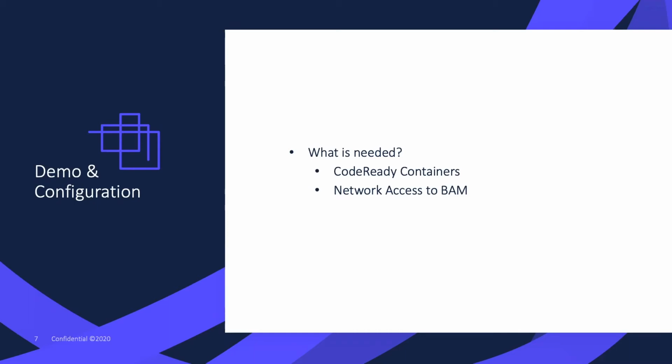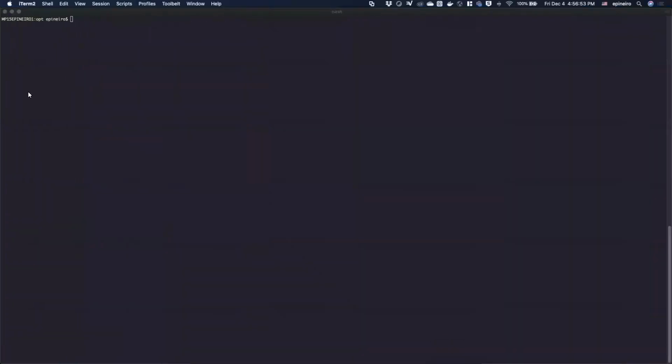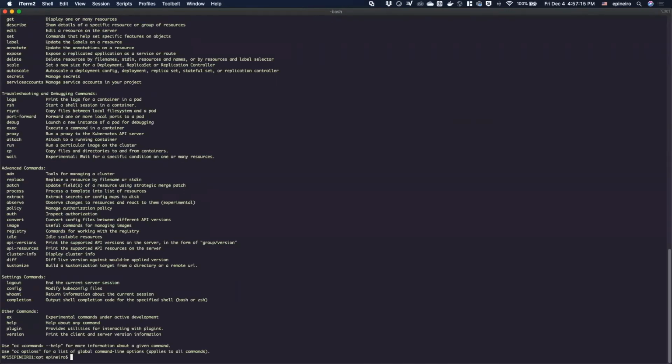The second requirement here is simply to have network access to BAM. And that's just so that once we have Gateway up and running, we can log in to Gateway. So let's shift over to our command line here. I've already initialized the CodeReady Containers server for the sake of the demo, just to save some time. So now I have access to the OpenShift command line interface. You can see here that we have all the OpenShift commands at our disposal.